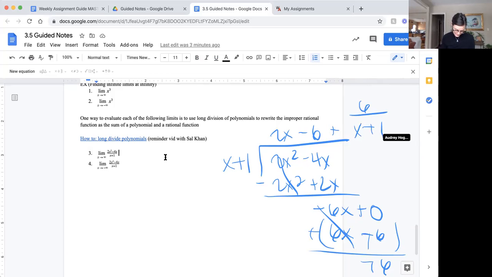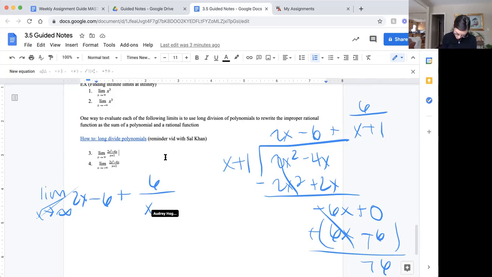So we can rewrite this limit as the limit as x approaches infinity of 2x minus 6 plus 6 over x plus 1. And then using this method, we can evaluate it piece by piece, right? Limit as x approaches infinity of 2x is going to be infinity. Limit as x approaches infinity of negative 6 is going to be negative 6. The limit as x approaches infinity of 6 over x plus 1 is going to be 0.